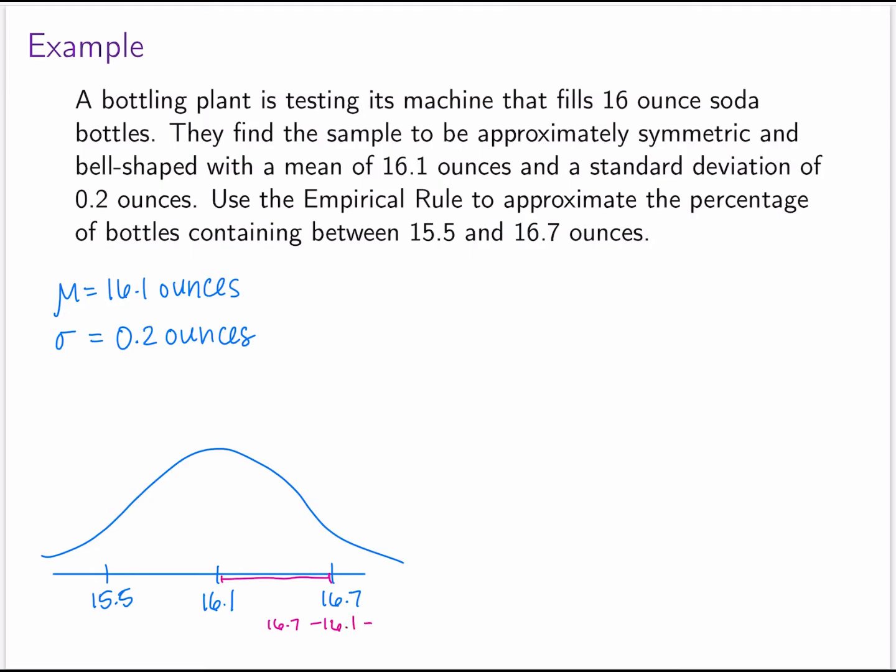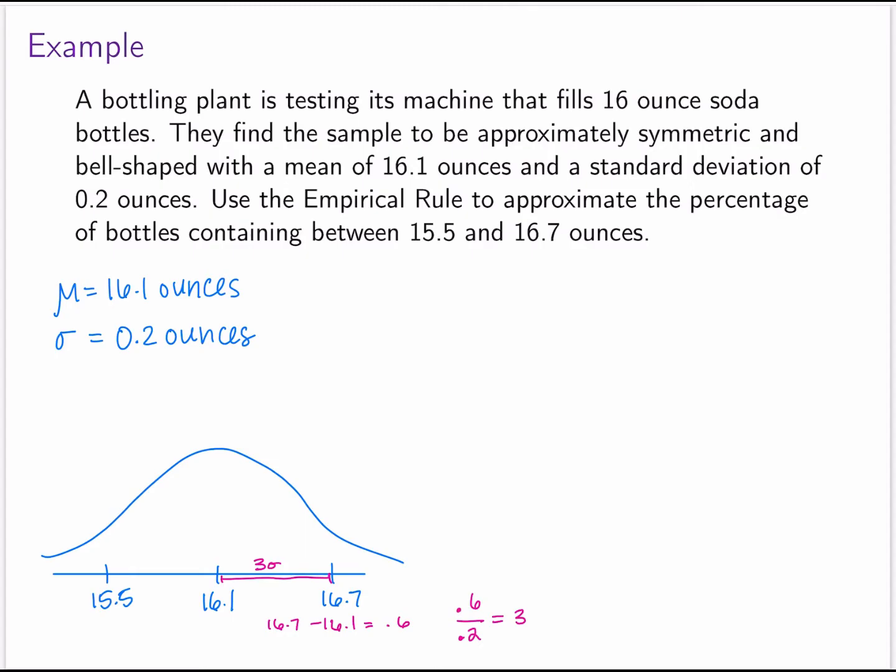Okay, so that tells me that they are 0.6 away from each other. And 0.6 is how many standard deviations? Well, I want to see how many 0.2s are in 0.6, so I would divide 0.6 by 0.2, and that is 3. So what I have found is that distance is 3 standard deviations above the mean.